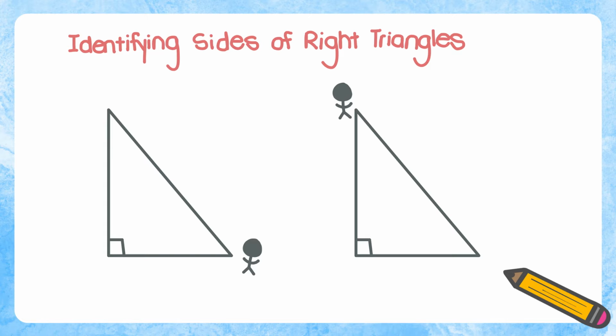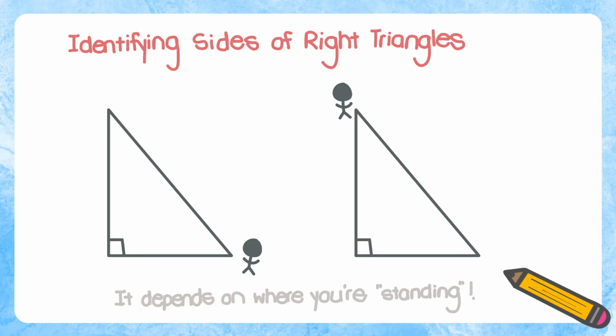Here, I have 2 right triangles. In the left triangle, I am standing at the bottom right angle, whereas in the second triangle, I am standing at the top angle. Let's label the different sides of these right triangles. And again, some of these sides will depend on where you're standing.